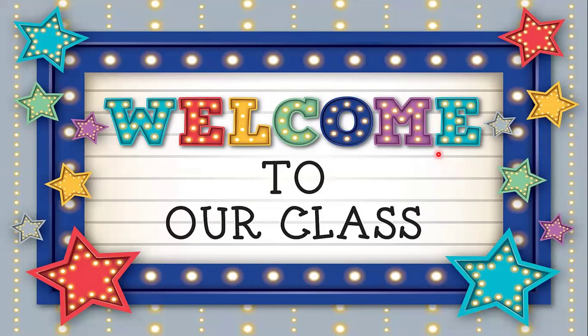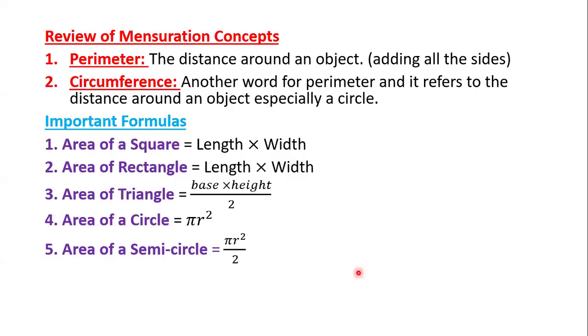First of all, I want us to review what we did yesterday. You don't have to write this down. So what do we mean by the perimeter of an object? The distance around the object.